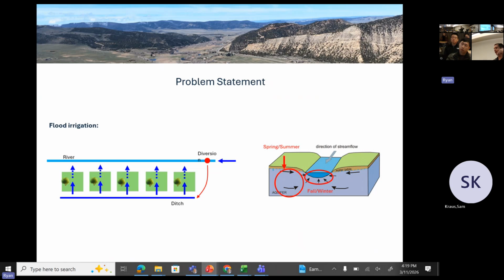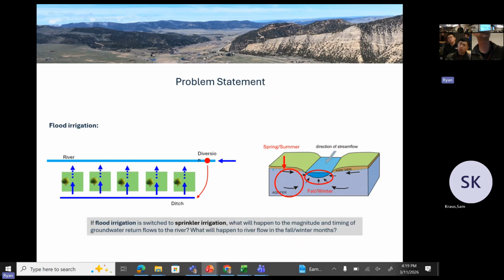So it's really just recycling the water, where the aquifer acts as kind of this bank of water that slowly releases it back to the river. So the question is, in a lot of these places, they're thinking, should we switch to sprinkler because it's more efficient on the field? If you switch from flood to sprinkler, what will happen to the magnitude and timing of these groundwater return flows to the river? And what will happen to the river flow in the fall and winter months?